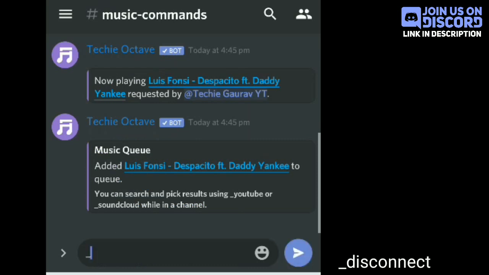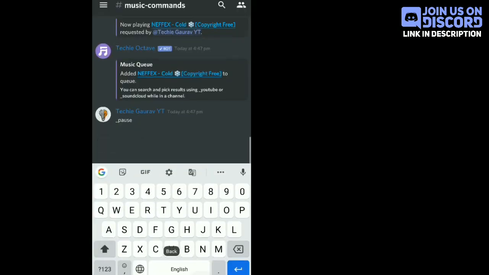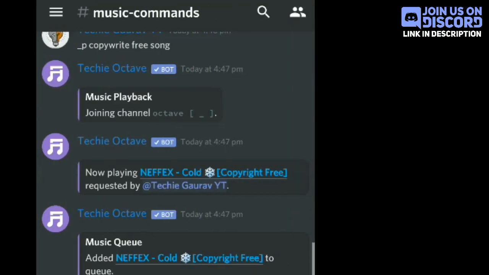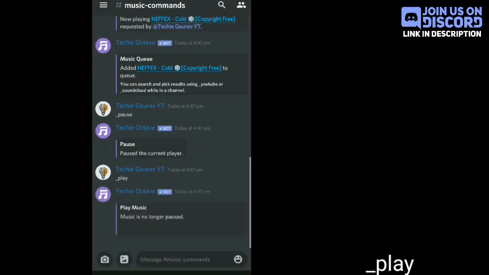Now you have to write prefix and disconnect. With that, the bot will leave the voice channel. To pause the song, you have to write prefix and pause. Then write prefix and play to play the song again.